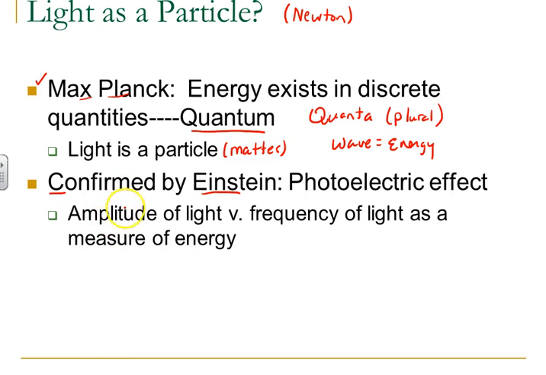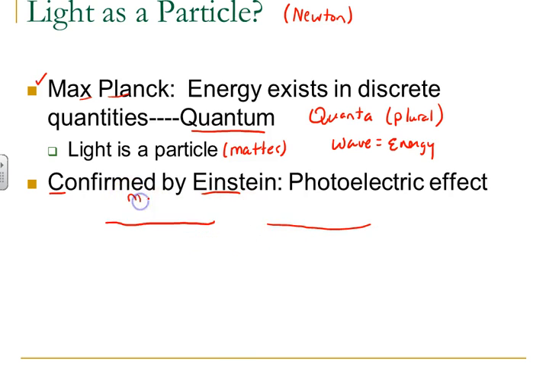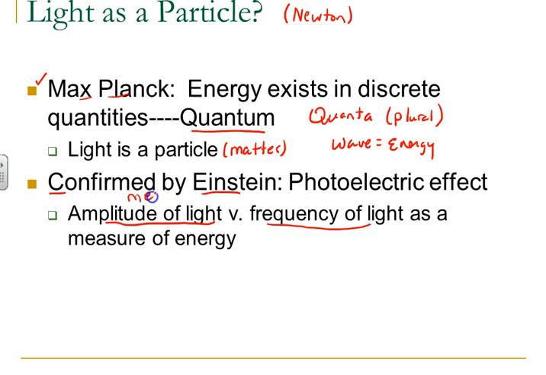And the other issue with Max Planck is he's the person that gave us the relationship. The amplitude of light versus the frequency of light is a measure of energy. The relationship there, this was the mechanical wave. But this was the electromagnetic wave, EM wave. So Planck is actually the person that showed us the energy of an electromagnetic wave is dependent upon frequency of light, not amplitude.